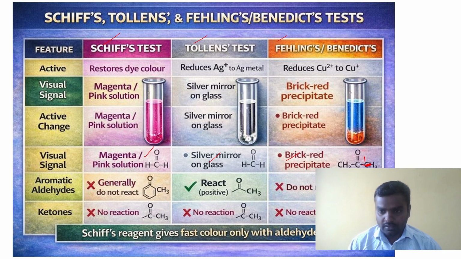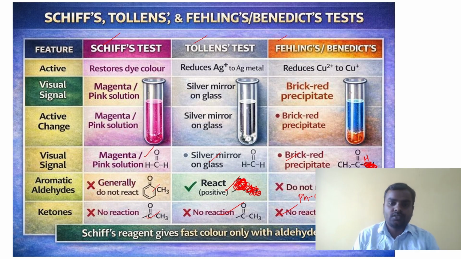Ketones will not give this test. Aromatic aldehydes will not give this test either, so generally they will not react here. This will be the Tollens test, which aromatic aldehydes give positively. PhCHO is the aromatic compound. For ketones, no reaction, no reaction. No test will be given by ketones.